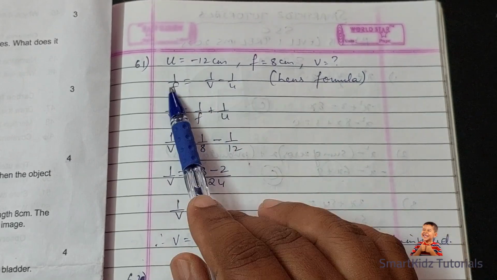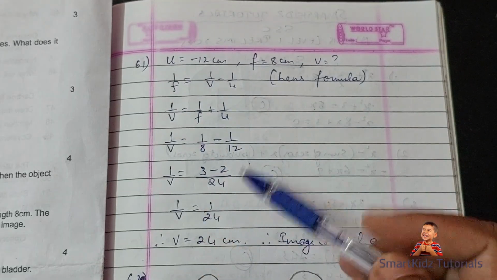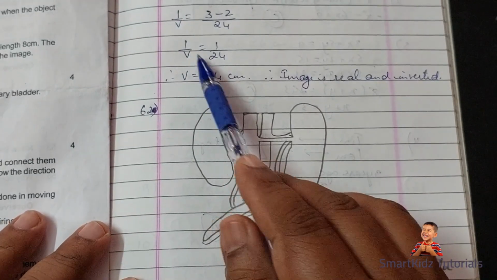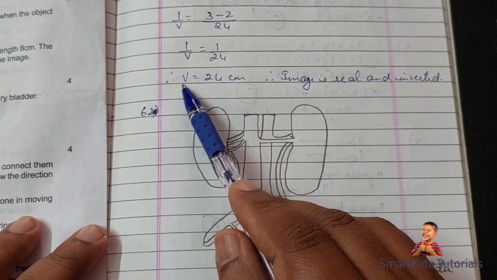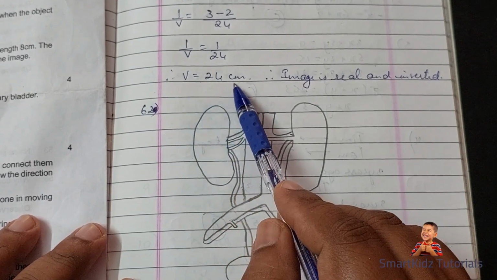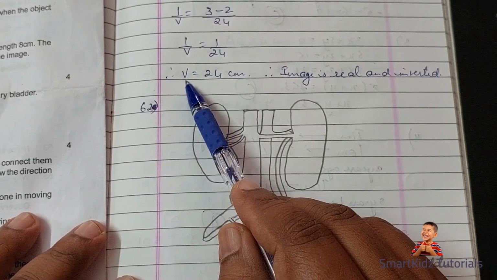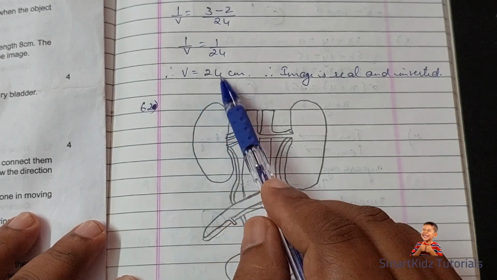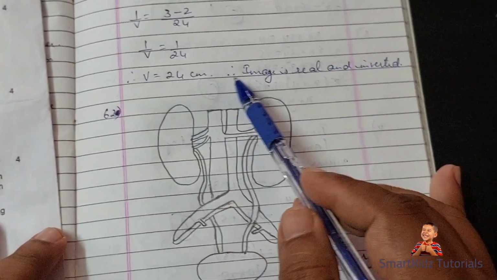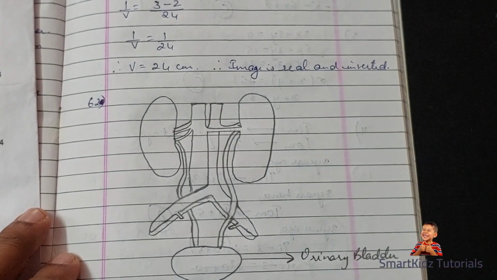So, we use the lens formula. 1 upon f is equal to 1 upon v minus 1 upon u. And to get the LCM over here, we get 1 upon v is equal to 1 upon 24, which means reciprocal of that, v is equal to 24 centimeter. What is v? Distance of the image from the lens. That is positive 24 centimeters. So, positive 24 centimeters means image is real and inverted.